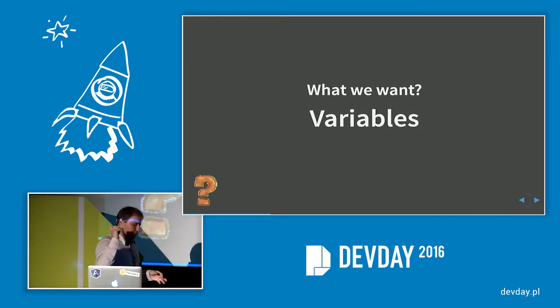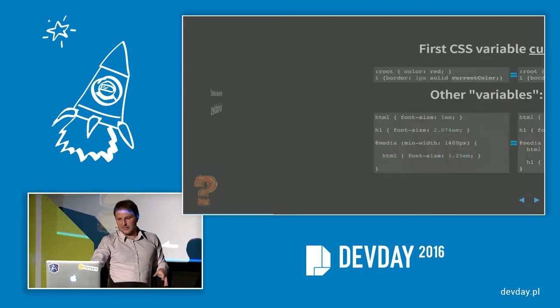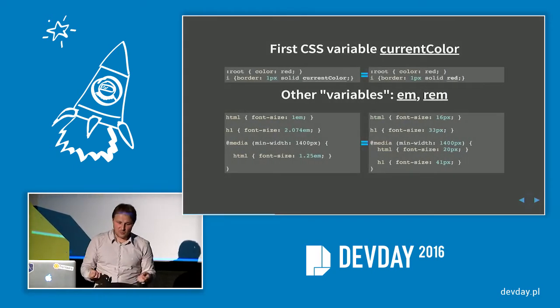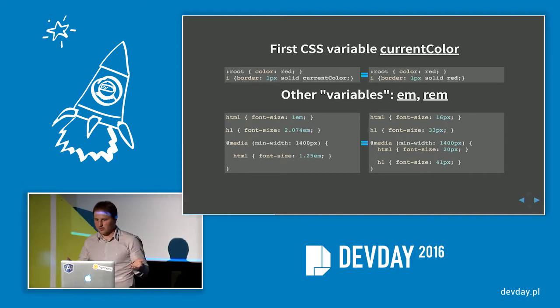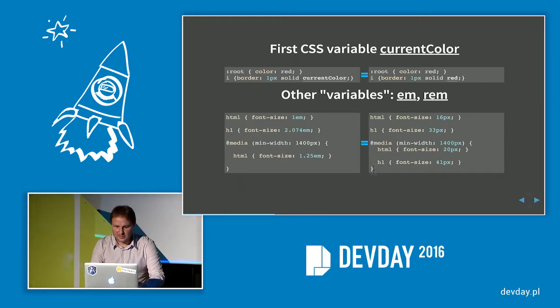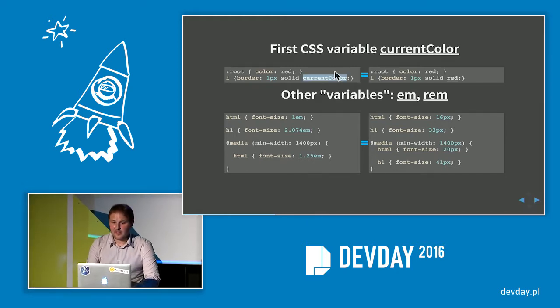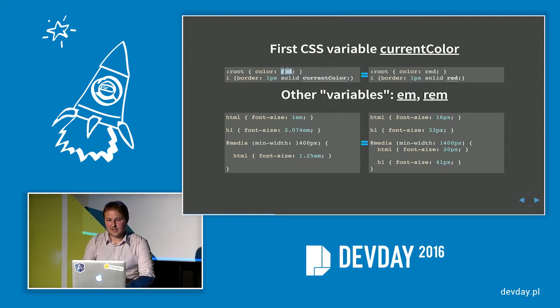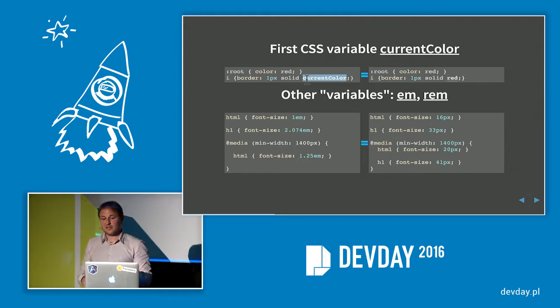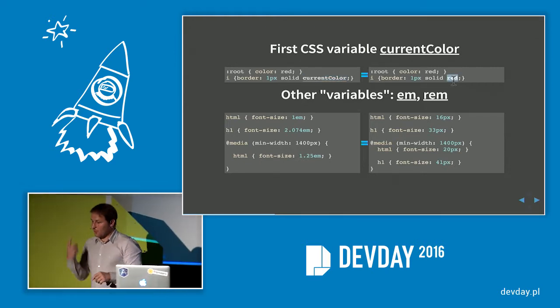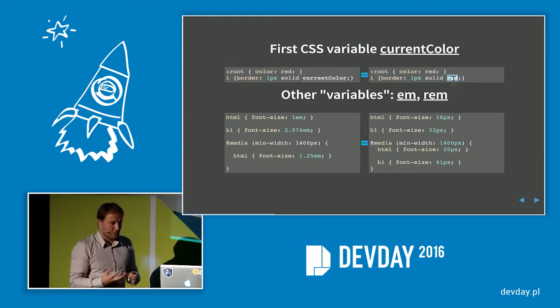What did we want? Variables. Let's recollect, in CSS, do we already have variables in the old CSS things? currentColor. If you don't know, if you have some text color inherited, it's actually a variable, currentColor. So you can say that the browser will interpret this as red. So it's the first CSS variable, honestly.